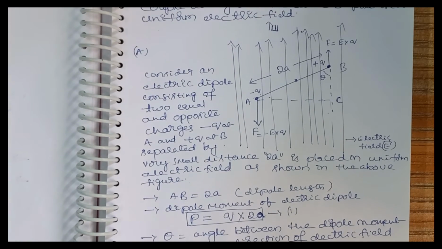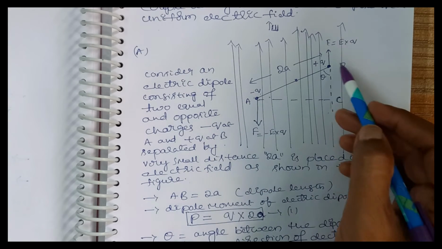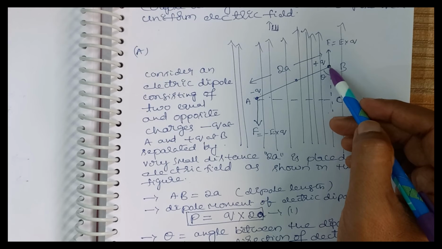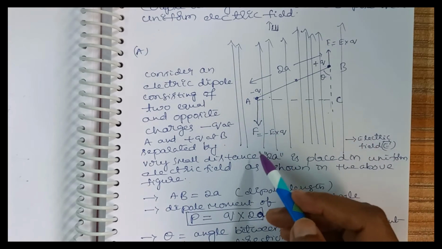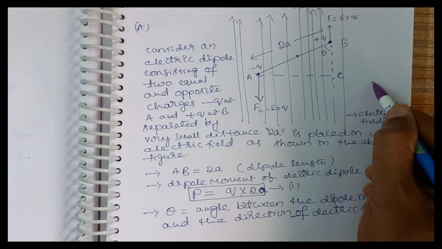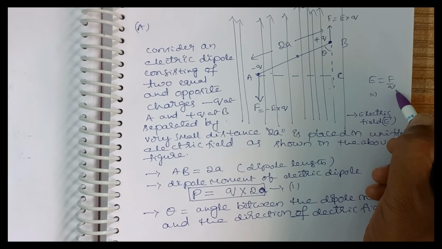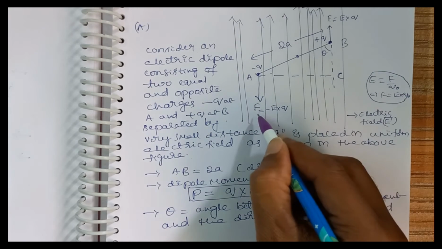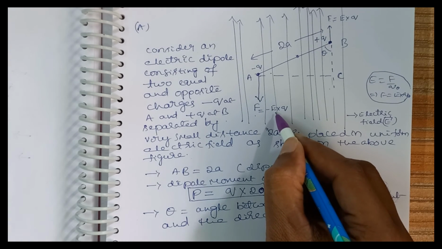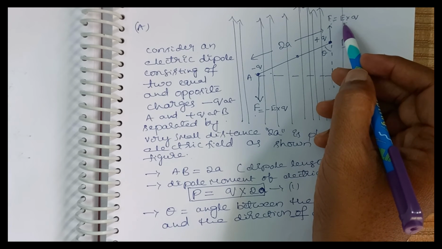Now, on these charges the force of the electric field can act. The force of the electric field also acts, in the upward direction on one and in the downward direction on the other. You know, intensity of electric field is given by the formula E equals F by q naught. This implies F equals E into q naught. So using this formula, force is equal to intensity of electric field into charge.